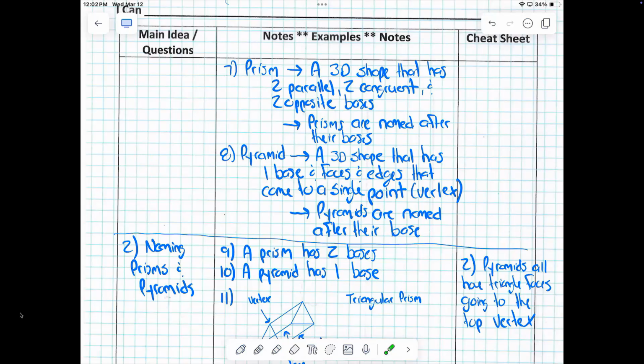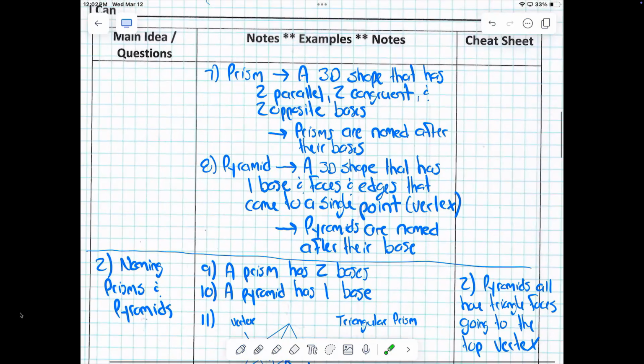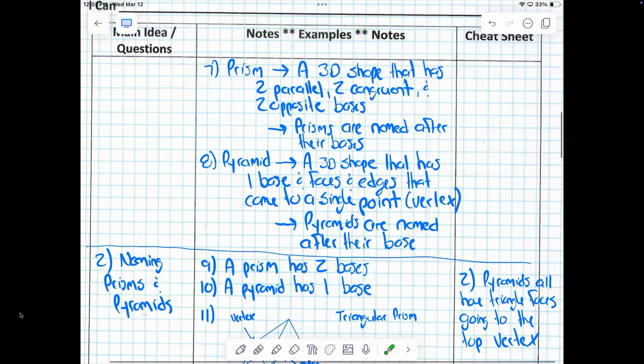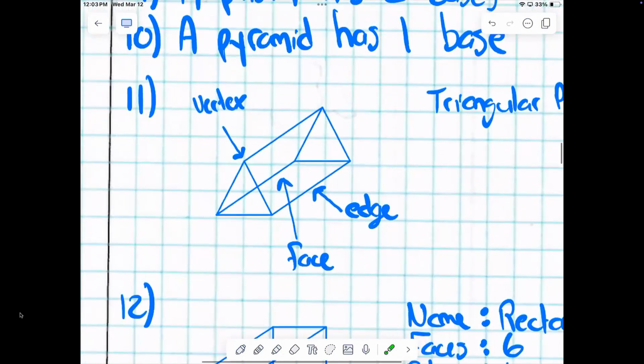Prisms. Pyramids. We'll come back to them in a second. This is super important. I'll come back to that in a second, okay? What is this thing right here that I just drew? Edge. What is this? Edge. What is this? Edge. Okay, cool. What are these things called? Vertex. They're called vertices, right? One's a vertex, they're called vertices.